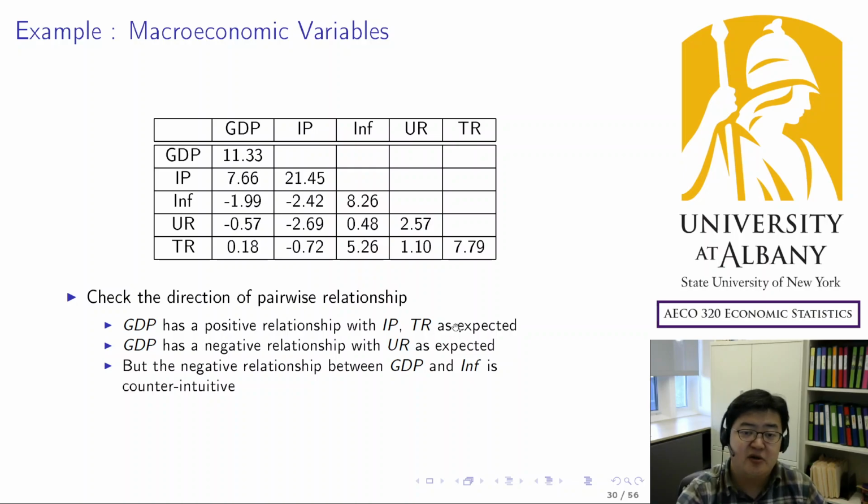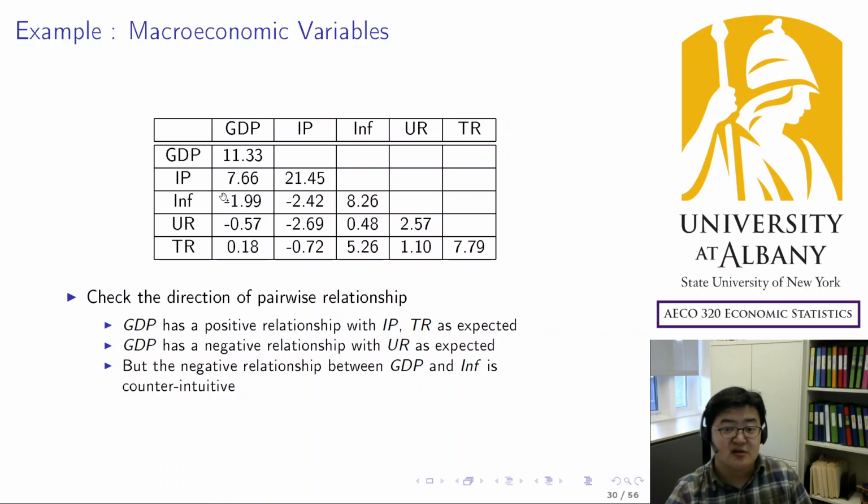So they are positively correlated. But when GDP growth rate is higher, there will be fewer unemployment, so unemployment rate must be lower. So it is natural that GDP and unemployment rate have a negative relationship. However, the problem here is GDP and the inflation rate. Usually, we learned the inflation goes up when the economy is good. So this negative correlation is a puzzle.